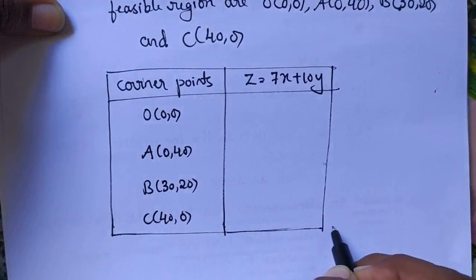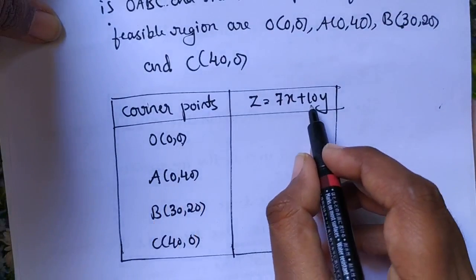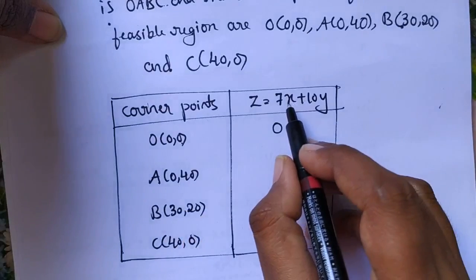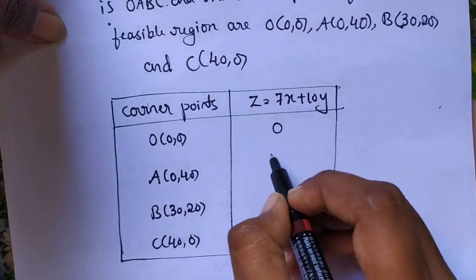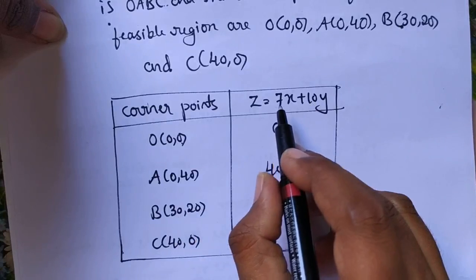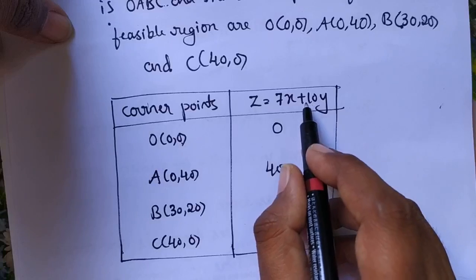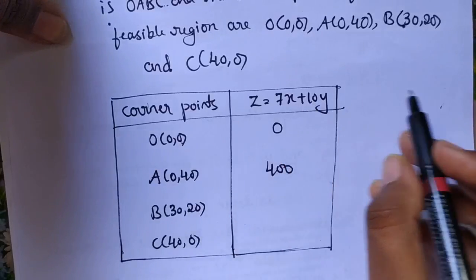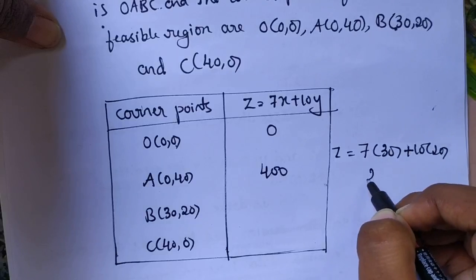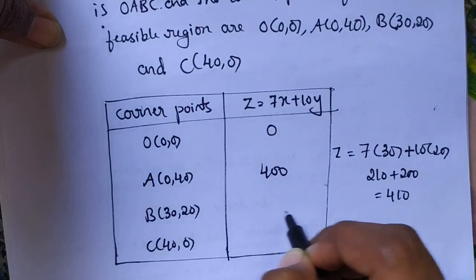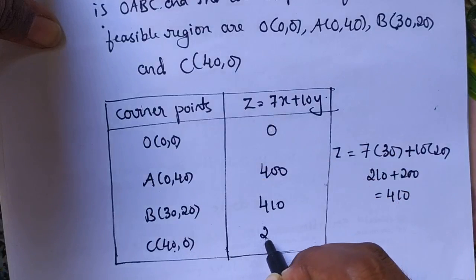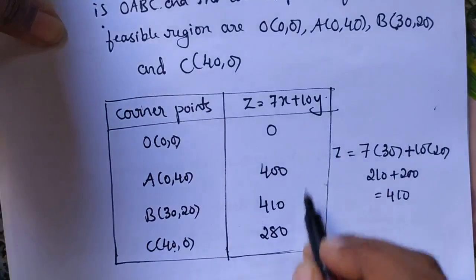Let us evaluate the value of z. Put x as 0 and y as 0 in this expression. We get 0 plus 0, the value of z is 0. Put x as 0 and y as 40, we get 0 plus 10 into 40, which is 400. Put x as 30 and y as 20 in this equation, we get 7 into 30 is 210 plus 10 into 20 is 200. I will evaluate here. 7 into 30 plus 10 into 20, 210 plus 200 is 410. Put x as 40 and y as 0. 7 into 40 is 280 plus 0. These are the values of z.